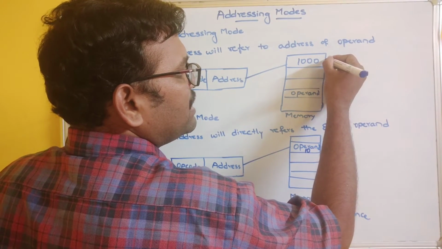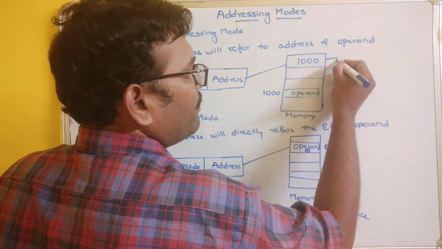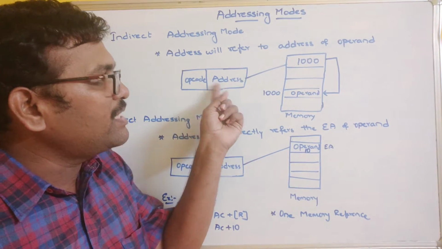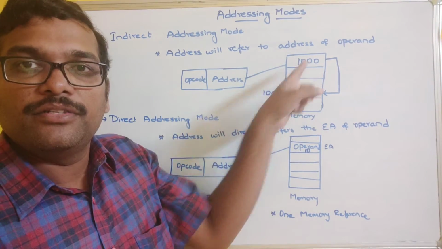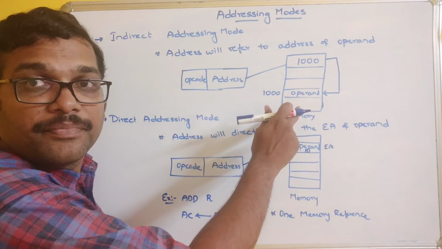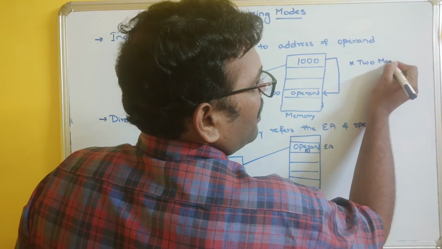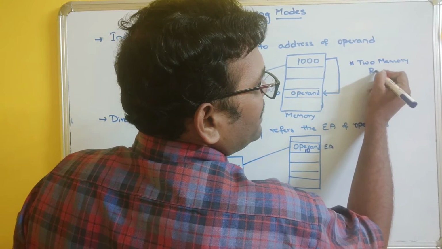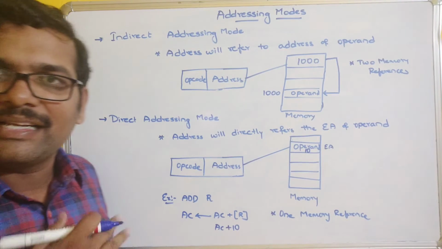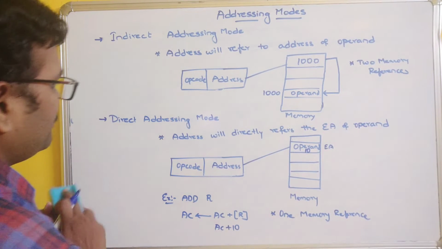So there will be a connection. I write here. There will be a reference towards this particular operand. So address refers to the address of the operand. Here address refers to 1000, which is the address of the operand. So here we require two memory references in order to fetch the operand. That we call an indirect addressing mode. Indirect addressing mode. Okay. Next.